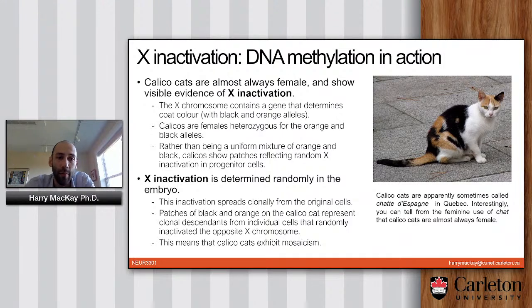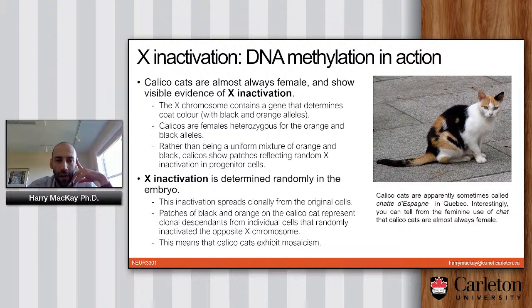So the X chromosome has a gene that determines the color of the coat, and there's 2 versions of it. There's a black allele and there's an orange allele. And a calico cat is a female cat who is heterozygous for the orange and the black allele. One X chromosome she has the orange one, and the other X chromosome she has the black one. Now, you might expect, if both X chromosomes were being expressed equally, that the cat would just be a kind of uniform mixture of orange and black, I don't even know what that would look like, kind of like a tarantula color, sort of like an orange and black kind of color.